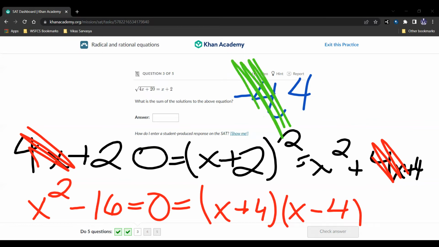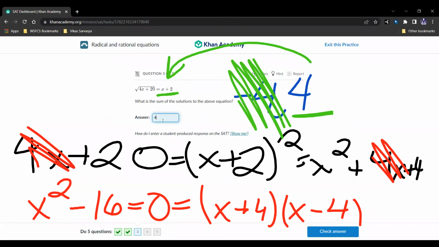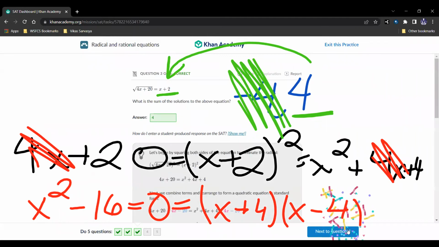So we can just cross this out anyway. We don't even need to check it. And we know that this is going to be positive if we plug this in here, which means that it is going to work. So the answer is just going to be 4. The sum of 4 is 4, and we move on.